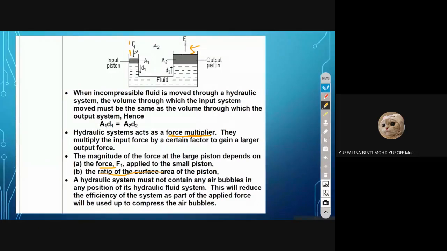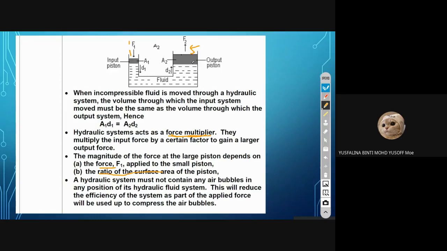Alright, the next one: the hydraulic system must not contain any air bubbles in any position in its hydraulic fluid system. This will reduce the efficiency of the system, as part of the applied force will be used to compress the air bubbles. So what does it mean? Why do we use oil? Why do you not use water? Because water is easy to compress, which means it will easily form a bubble there.